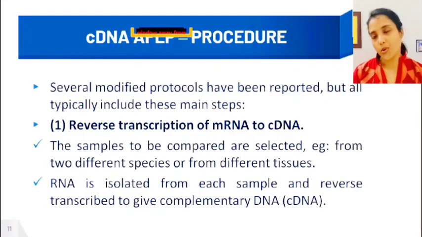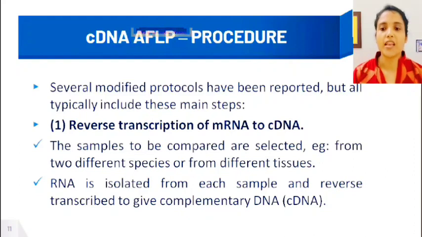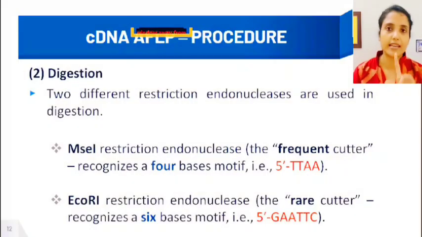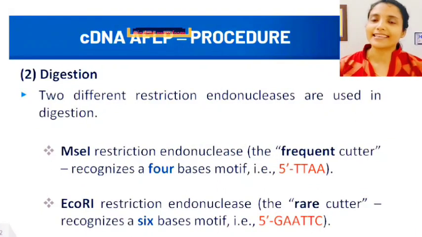Now let's start with the actual procedure of how cDNA-AFLP is done, okay? Many modified protocols you will find, but the majority of them have these major steps. So what is the first step? Of course, we need cDNA, right? So the first step is the reverse transcription of mRNA to cDNA. Whichever sample you're going to analyze, first of all, you have to collect the samples. You isolate the RNA from it, and then carry out reverse transcription to get cDNA. We're not going into the description of reverse transcription because that's a very basic thing that we need to know before we come to cDNA-AFLP, right? So the first step is getting your cDNA.